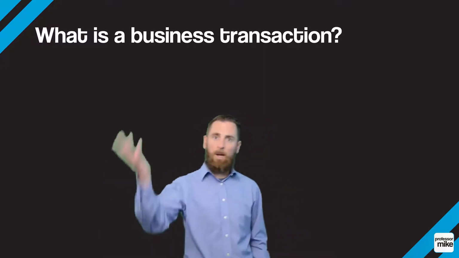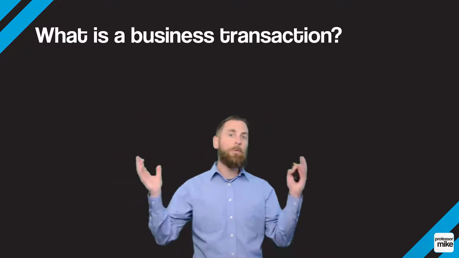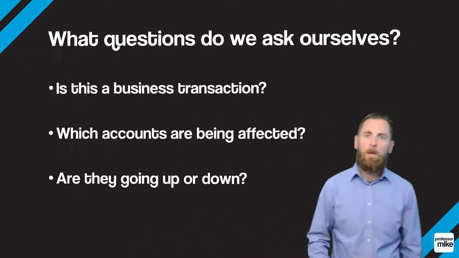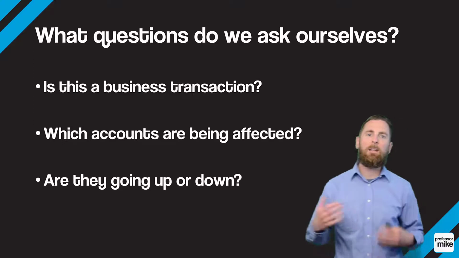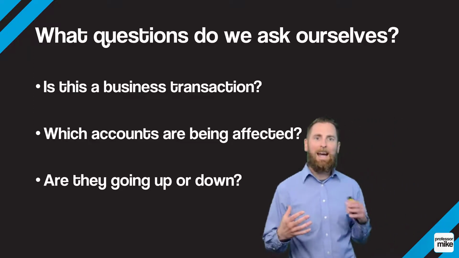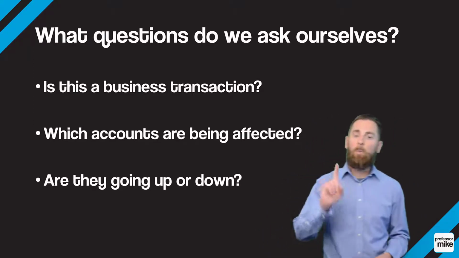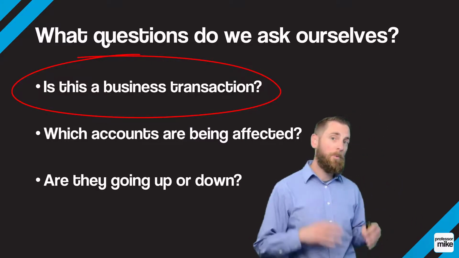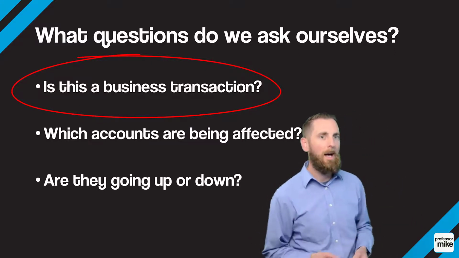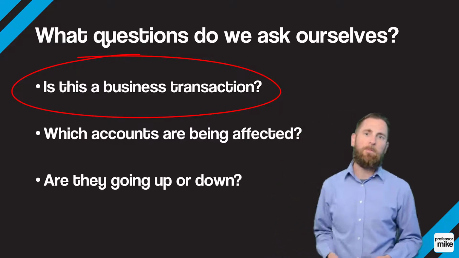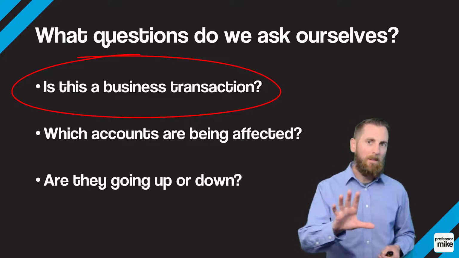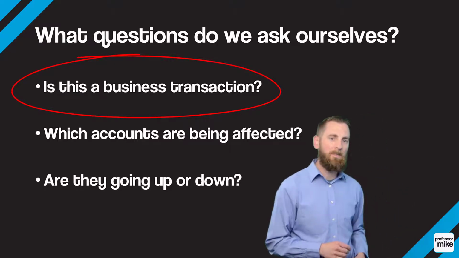Sometimes we have assets going up and down. Sometimes we have all three. And it really depends on the transaction. So when we're trying to think through analyzing these business transactions, we really want to ask ourselves three questions. Number one, is this a business transaction? Now, there might be things that are important to a business, like a contract or a plan that they have for the future, but it might not be a transaction. And we're going to take a look at this in a little bit when we do our example.